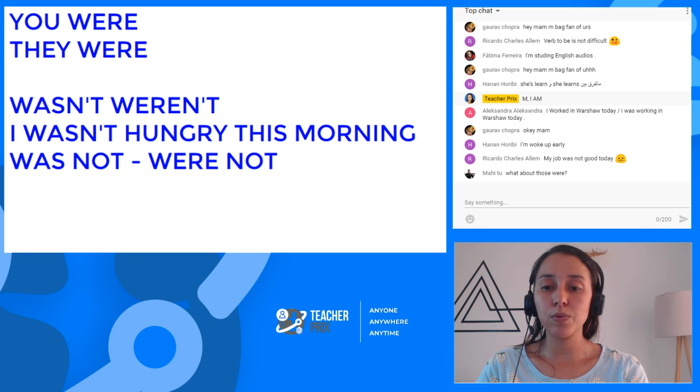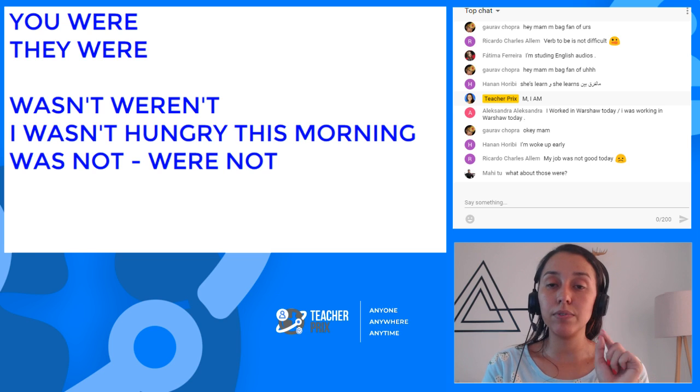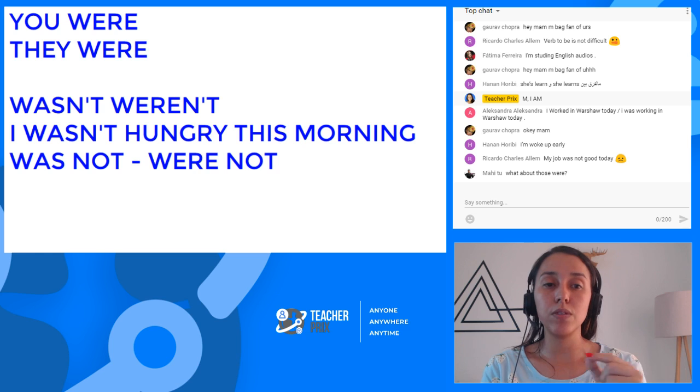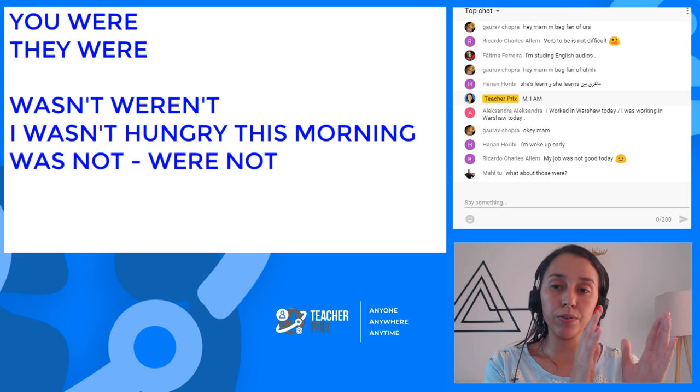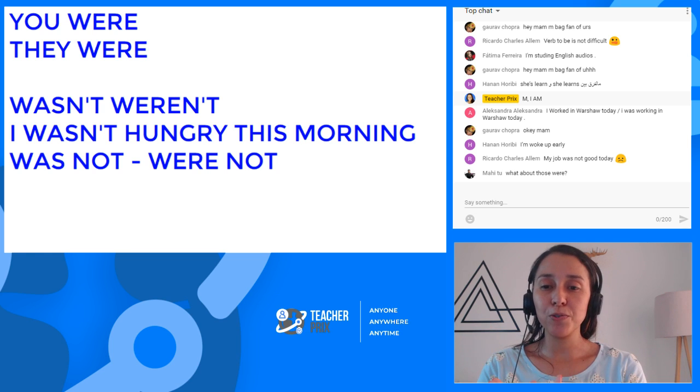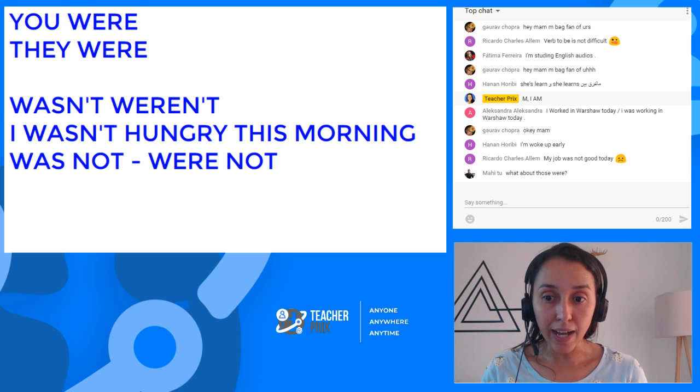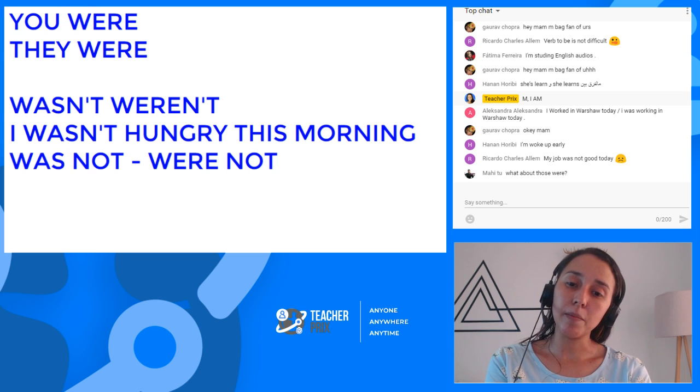Ricardo says my job was not good today. Hannah says, I woke up early. So this is a problem here, Hannah. You are doing exactly what you cannot do. So, or you use verb to be, or you use wake up. I believe that your idea is wake up. So you only use wake up.